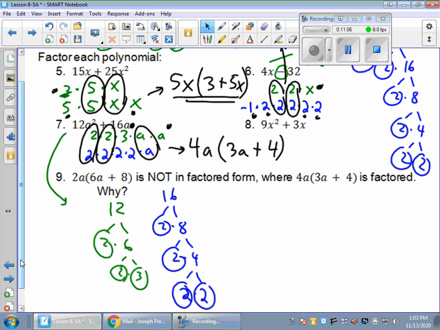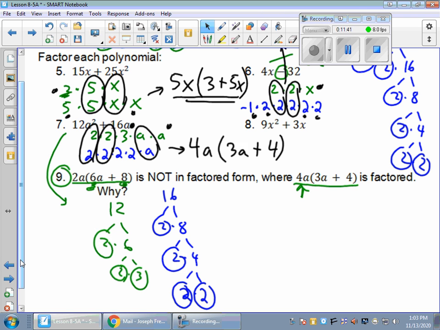Number 8, so I'm going to roll right into number 9 here. So number 9 says we have 2a in parentheses, 6a plus 8. Why is that not in factored form where this one is? Well, hopefully what you realize is in the first part here, these are both even numbers. So you can still take out another 2, and so therefore they did not take out the greatest common factor. The greatest common factor is 4a. So they didn't go far enough with what needed to be taken out.